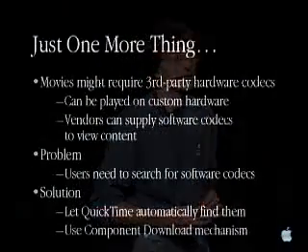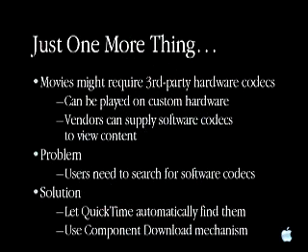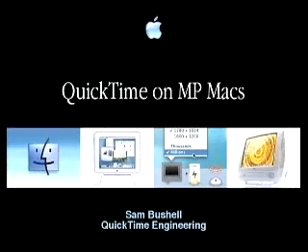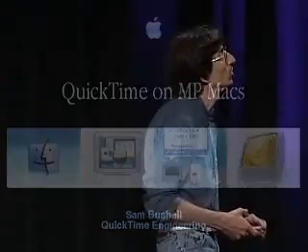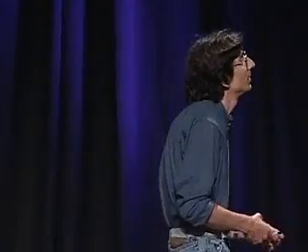So the solution is to use our new mechanism in QuickTime 5 to do automatic component download. All you have to do, if you have a custom hardware codec, is register your software implementation with Apple, and we will get it directly from our own server as soon as your end user runs into it. So that's pretty much it about hardware and QuickTime 5.0. Let's talk about MP and QuickTime on Mac.